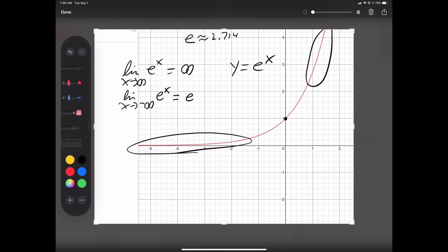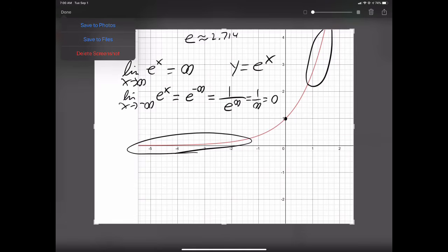You would say e to the negative infinity. Well, if I have a negative exponent, I know that I flip it, and it becomes a positive exponent. So 1 over infinity clearly is going to 0. One pizza split between an infinite number of people. So that's 0. So that's one graph you have to know.